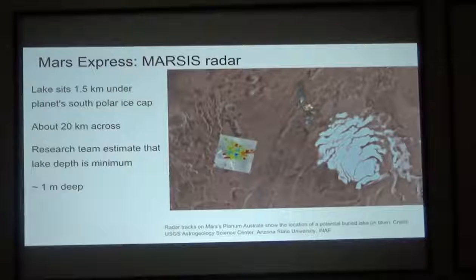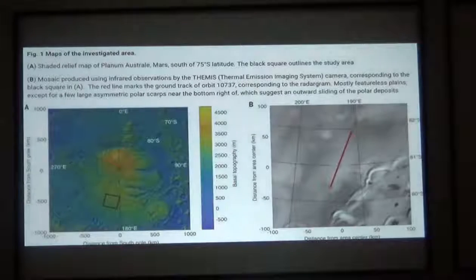Okay, if I run into it, it's the south polar layer deposits. Anyways, the lake is about 20 kilometers across, and based on the reflectivity, they think it has to be at least a meter deep. So it may be a shallow lake, but it's quite wide and it's a stable body of water. And so here are figures from the paper that I pulled up.